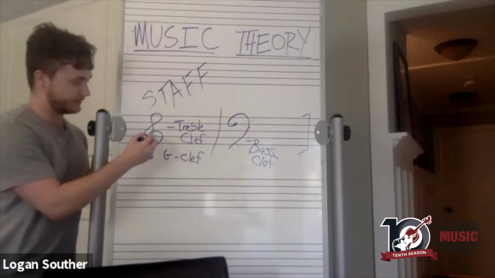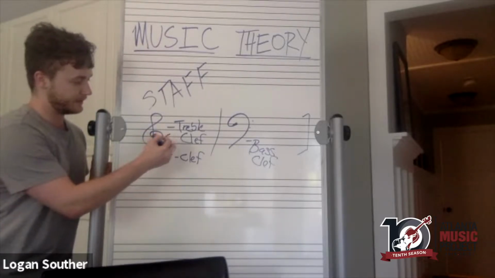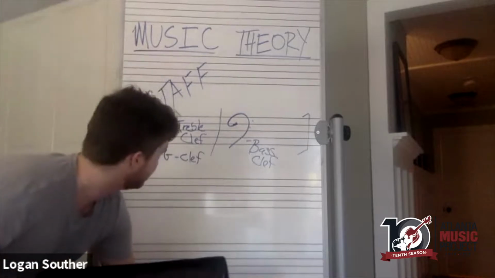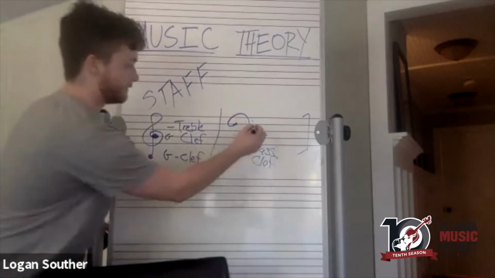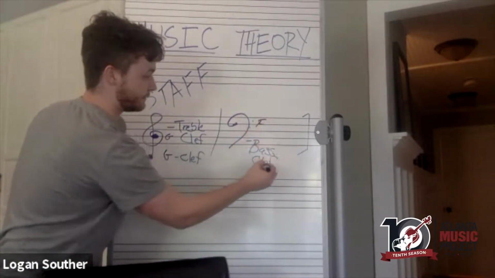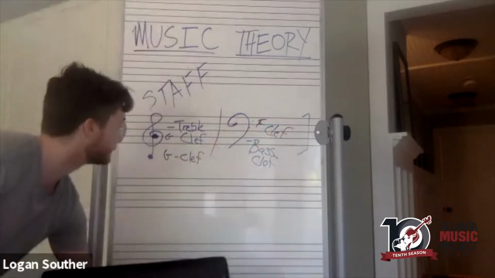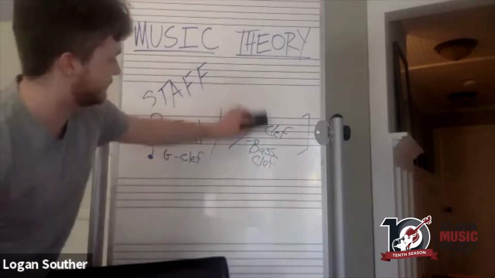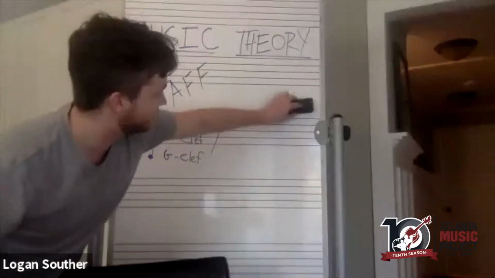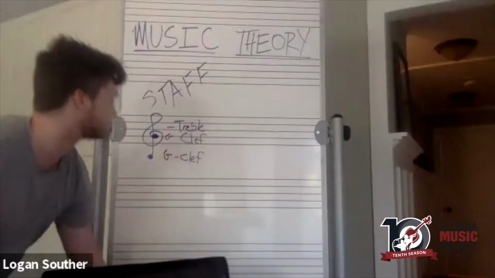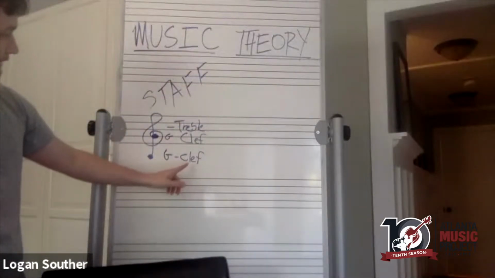Because this dot right here tells you the line G. The second line on the staff is G with treble clef. Bass clef, this note here is F. We call this the F clef. Now we'll come back to bass clef later on, so we'll get rid of that for now. So let's focus on treble clef. Treble clef is called the G clef.